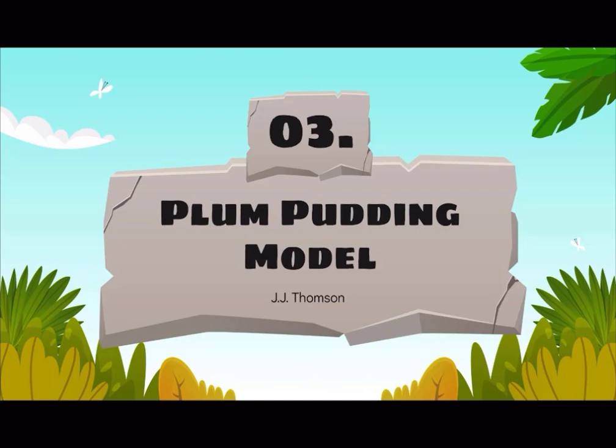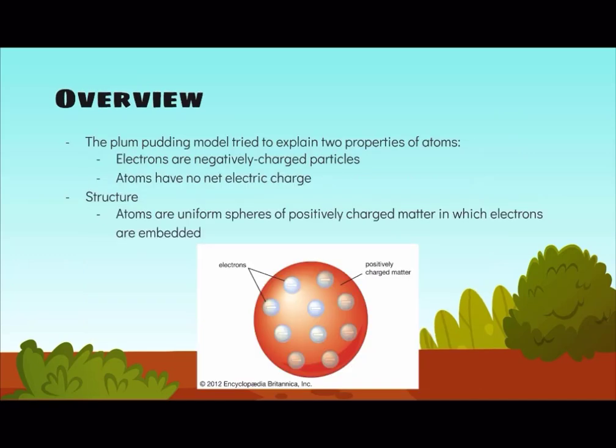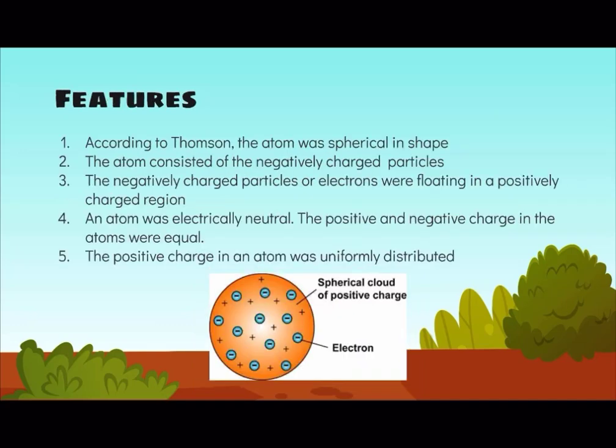Now I will be sharing about the plum pudding model. The model was first proposed by J.J. Thomson in 1904, but it had to be abandoned in 1911 in favor of the Rutherford atomic model. The plum pudding model explained that electrons are negatively charged particles and that atoms have no net electric charge. According to the model, atoms were spherical in shape and consisted of negatively charged particles floating in a positively charged region, and atoms were electrically neutral, with the positive charge in the atom uniformly distributed.